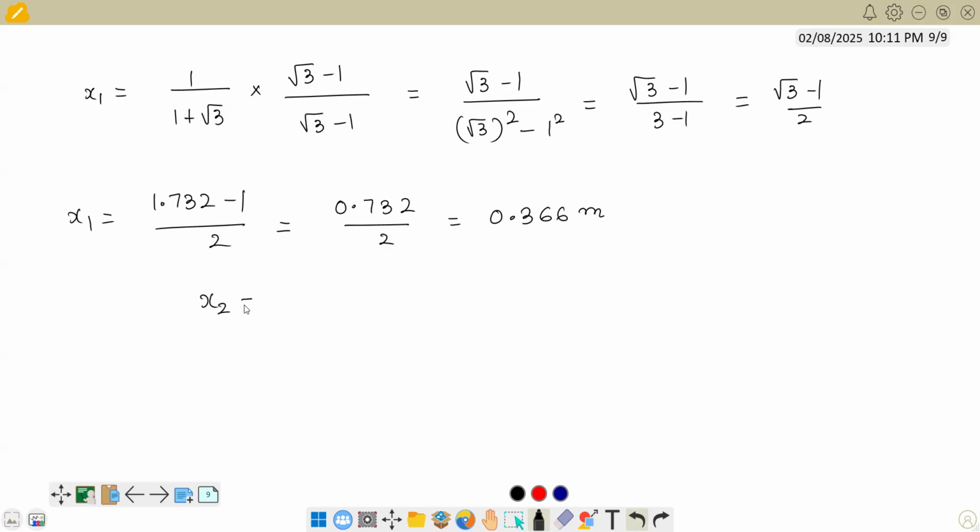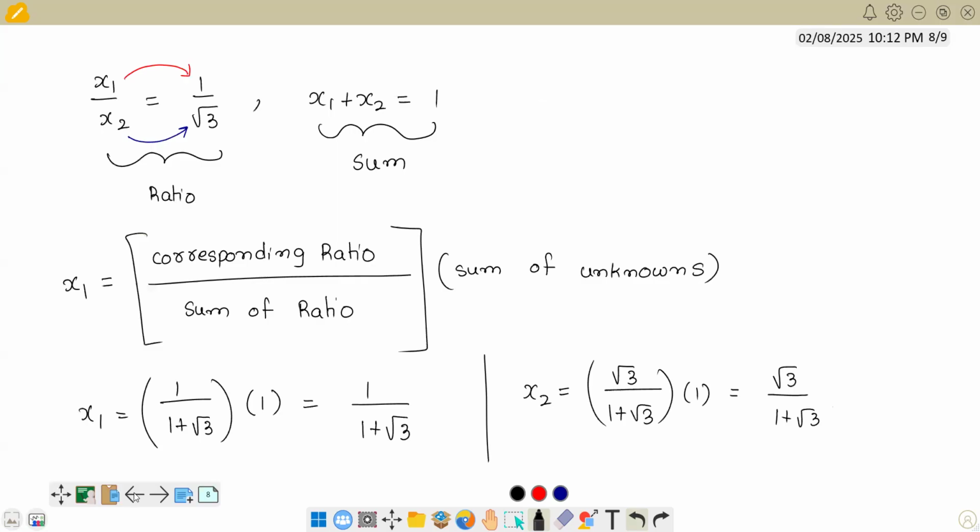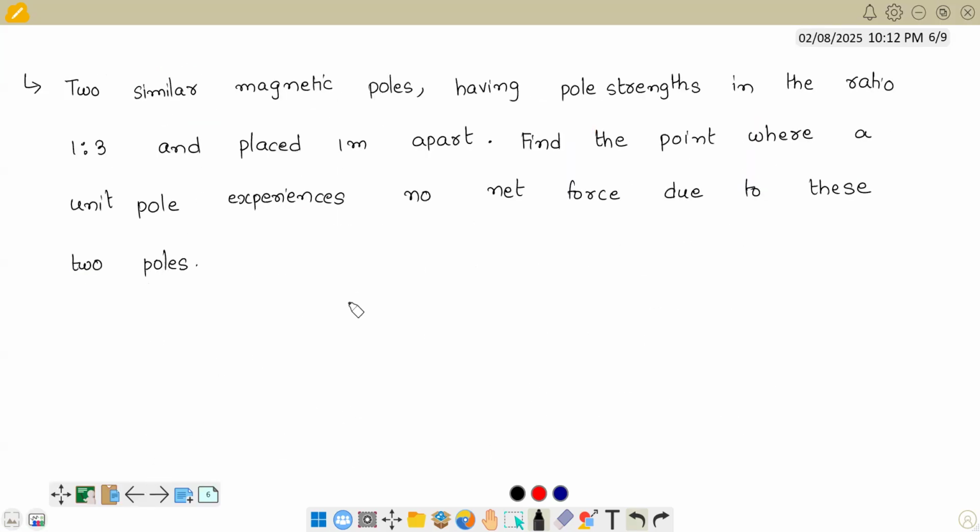So x2 value would be 1 minus 0.366. Approximately 1 minus 0.366 if I do, 0.634 meter. So this is how we are supposed to solve this problem. And remember, this problem can be extended to many things.